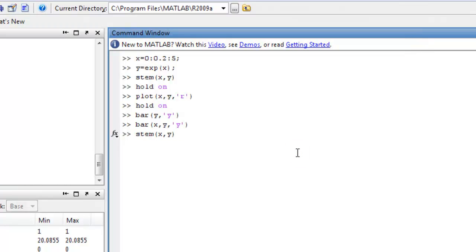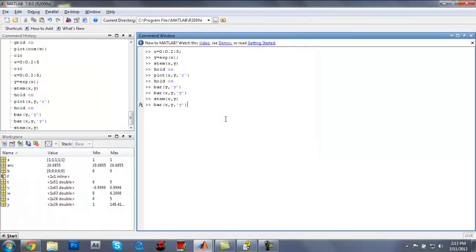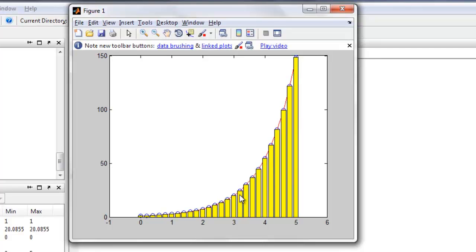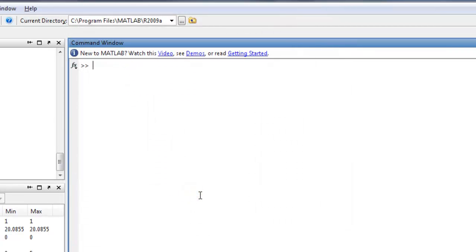So we are writing stem, minimize it, then hold on, then we are writing plot for plotting the graph for the continuous line with red color, and we are using here bar x comma y with the yellow bars. Right, so we can see our graph here. We can't see the blue line because it's hidden behind the yellow bars. So this is our graph. These are the basic three ways of the expression. You can find more in the help.